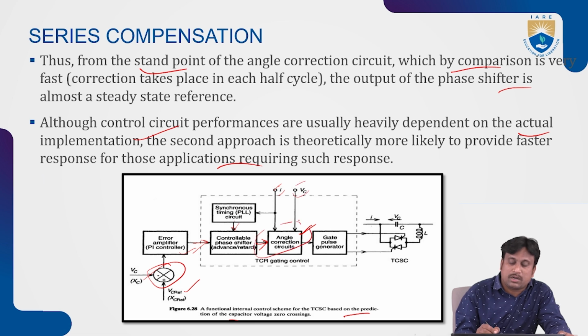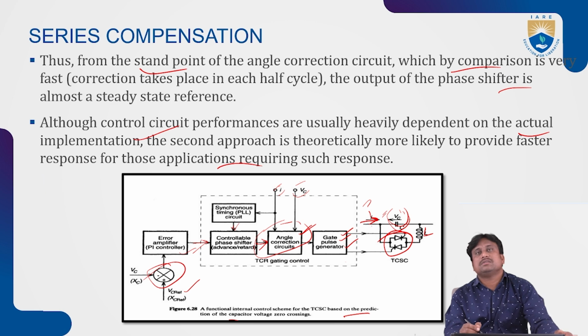This is used to control and get the control signal for the TCR, that is, the thyristor controlled reactor. Here the gate pulse generator is connected to the circuit. It is connected through the TCSC, the thyristor controlled series capacitor, which may generate a voltage VC flowing with the current I as the inductor is connected in series with the line.